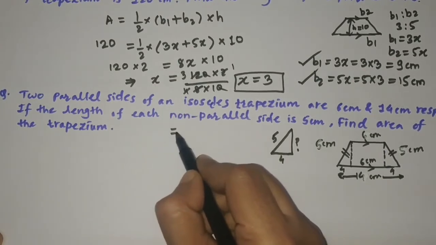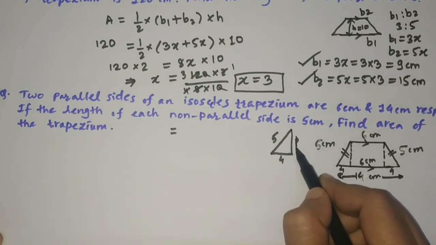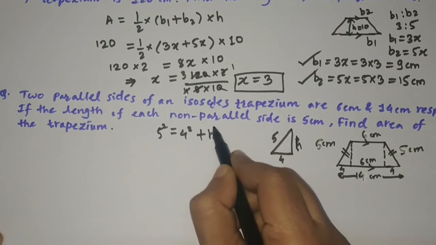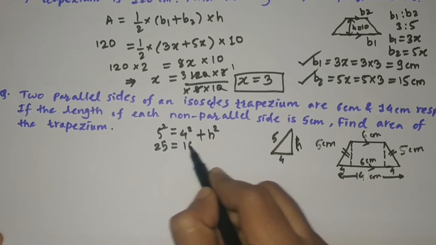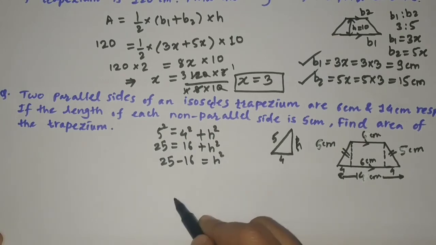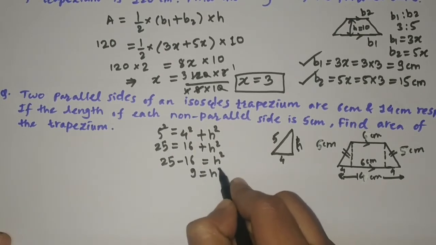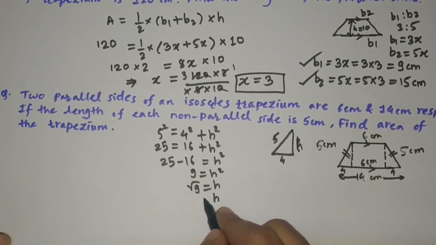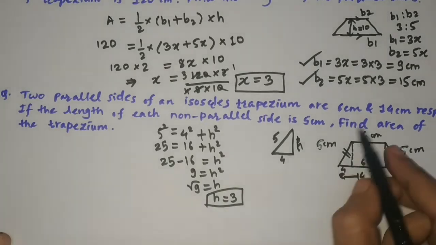So here this side is the hypotenuse. I'll give the height a name, suppose h. So 5 square is equal to 4 square plus this height square. Friends, this is 25 and this is 16 plus h square. So 25 minus 16 is equal to h square. We'll get 9 here. So 9 is equal to h square. So root 9 is equal to h. Therefore we got h is equal to 3.